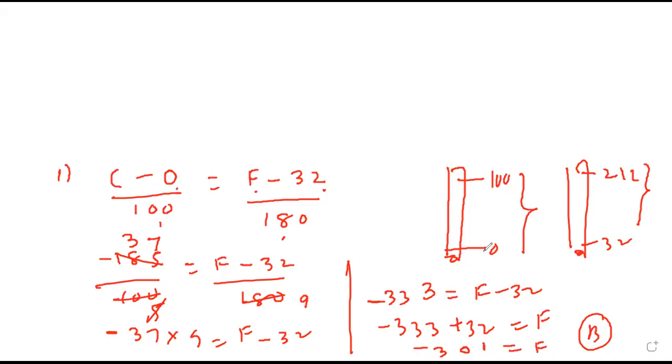Done, sir. Then one last sum for today. The Fahrenheit and the Kelvin scale of temperature will give the same reading when? Option C. We had done this earlier. Okay, option C.